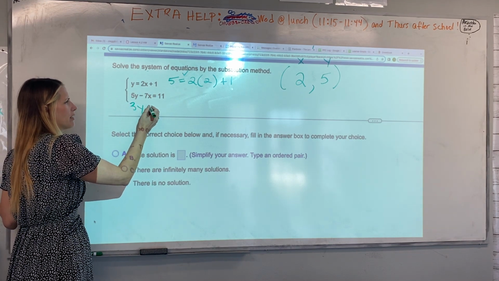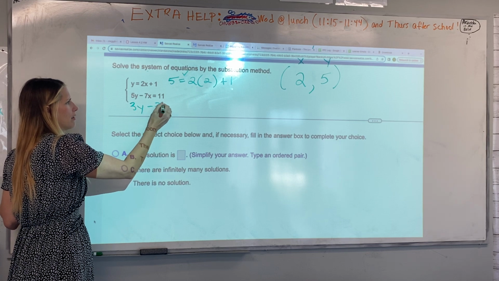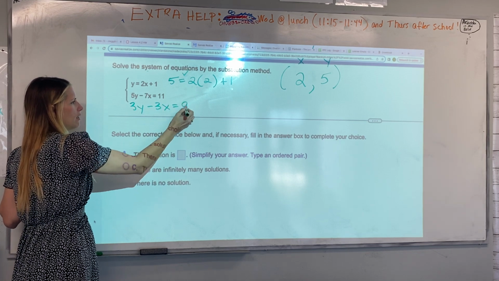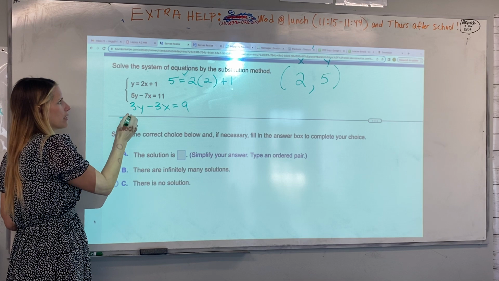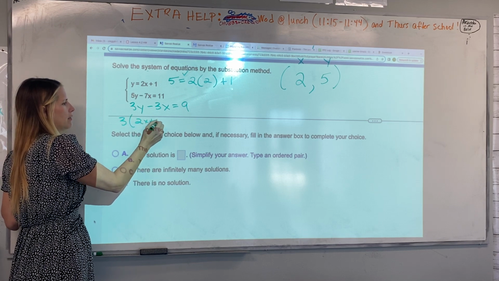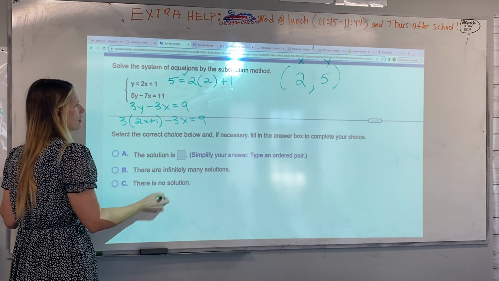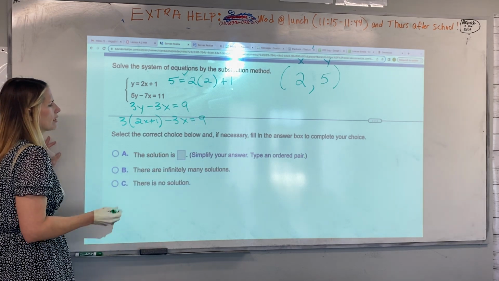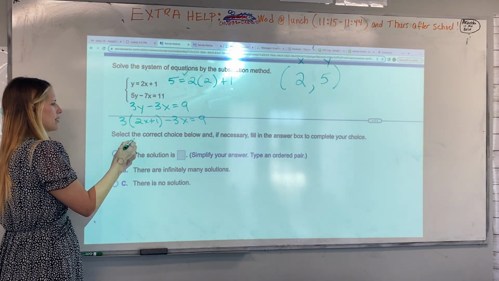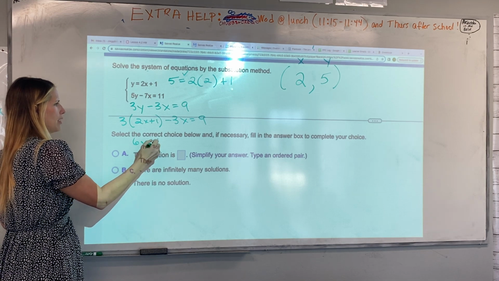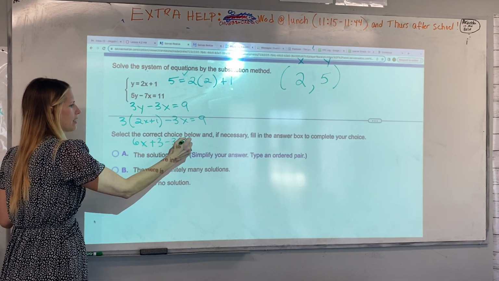3y minus 3x equals 9. Okay, and did you do 3 times 2x plus 1? Yeah, I did it the same as you, and minus 3x. I just want to see if it works. It could work, let's see. So then did you get 6x plus 3 minus 3x equals 9?